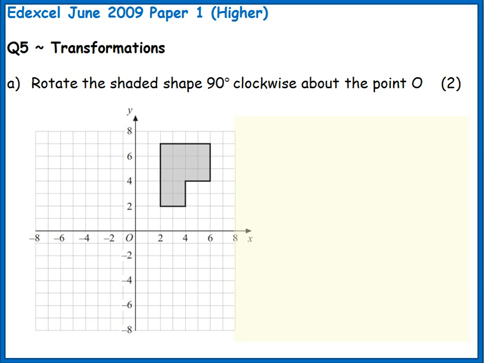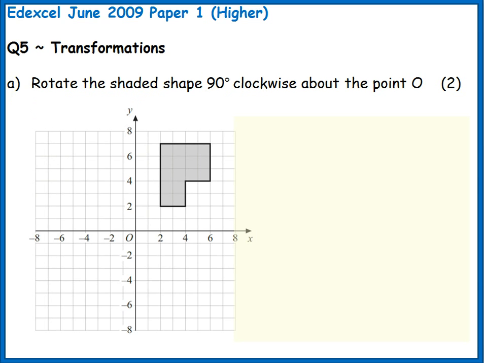So question 5 is a couple of typical transformation problems. So transformation, if you transform a shape, you are changing it in some way. Part A, we're being asked to change this shape by rotating it 90 degrees clockwise about the point 0.